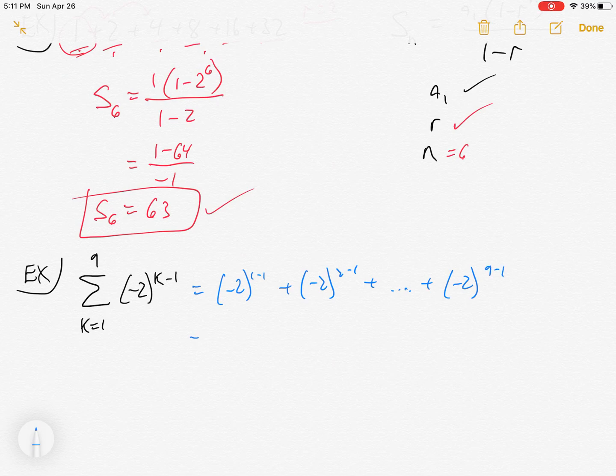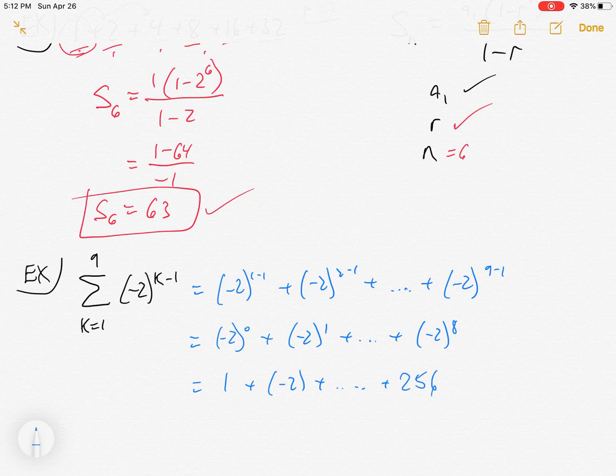We could write the last one, although we don't really need the last anymore. With arithmetic, we needed the last. Geometric, we don't. Geometric, we need the ratio to find the sum. Arithmetic, we didn't need to know the common difference, D, to find the sum. But with geometric, we do. But I'll just go ahead and do it anyway. Negative 2, 9 minus 1. So I'm going to just write these out.